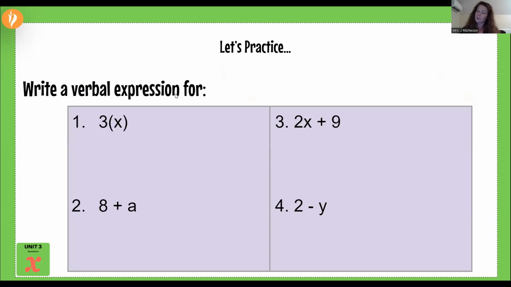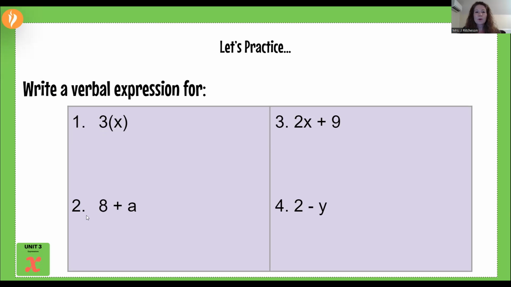So I want you guys to give it a try. You can pause the video and say verbal phrases, write them down, and then start the video back and see if I agree with you. All right, so on the first one, we could say 3 times a number. We could say the product of 3 and x. We could say 3 times x, 3 multiplied by a number. Did I say the product of 3 and a number? I don't remember.